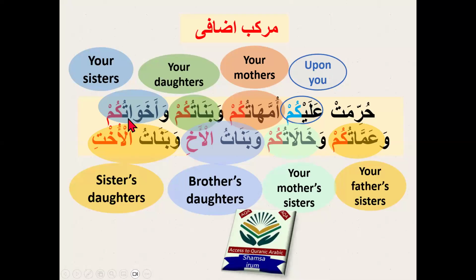Rest of all the other kum. There are 5 red kum which are damir muttasil majroor because they are mudaf ilayh and they are attached with the noun, and that noun is mudaf. So their whole construction is murakkab izafi, except this alaykum. This kum is also in the majroor state, but the reason is different, because this is majroor because of the harfu jar.